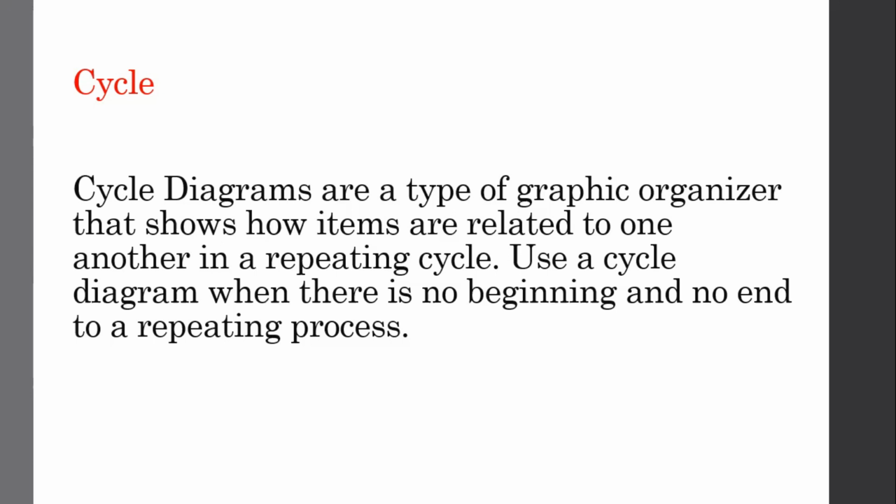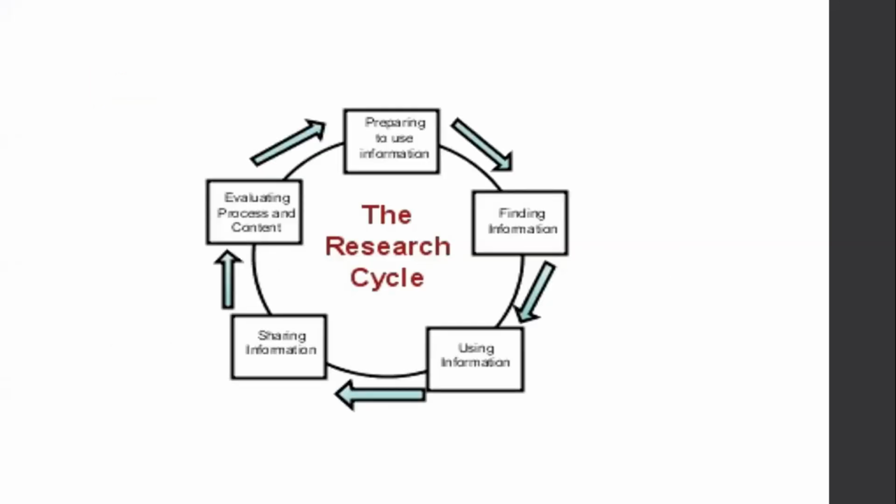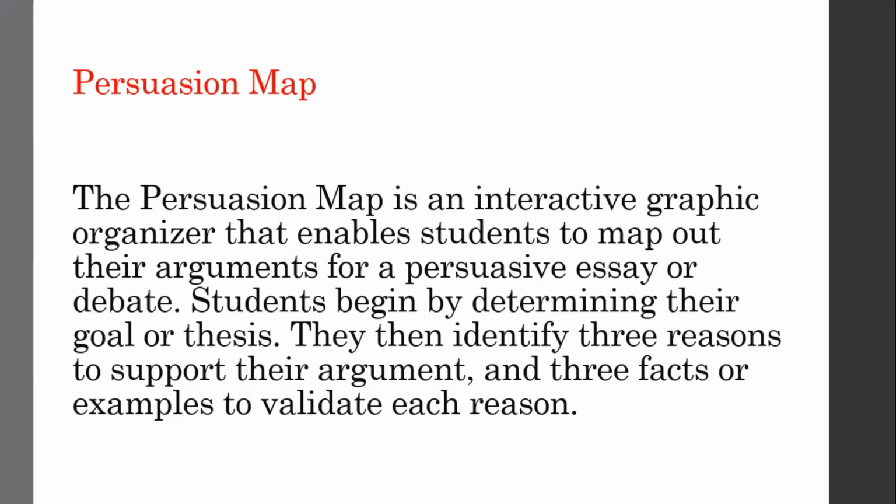So in this type of graphic organizer, as you can see here, this is an example of a cycle. It shows the research cycle or the process of producing and disseminating research-based information. When you conduct, when you investigate, then you disseminate that information, and then you have to conduct a study again. That's the cycle of research in order to find out new things about the topic that you are dealing with on that research. And next, we have Persuasion Map.